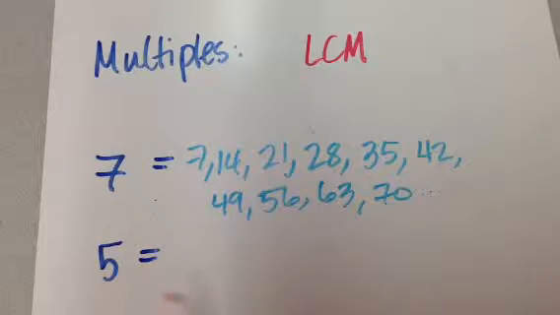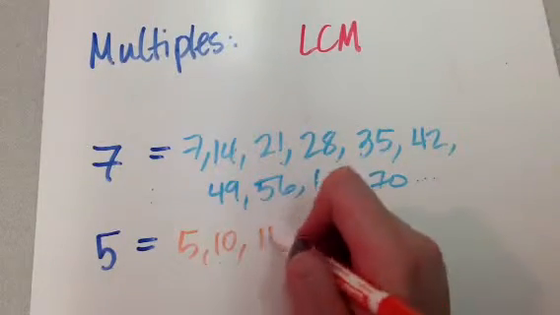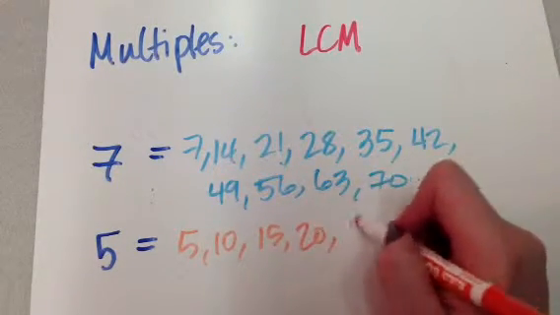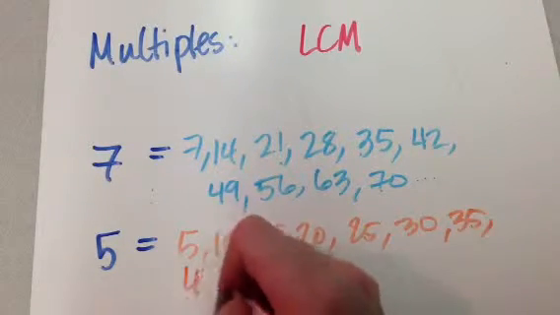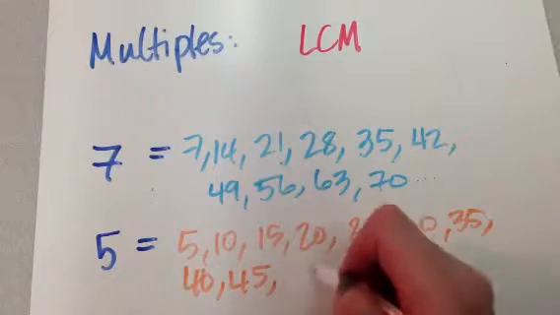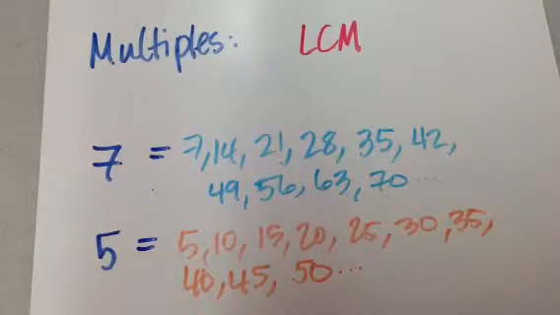Okay, we're also going to look for the multiples of 5. And those are really fun to say. 5, 10, 15, 20, 25, 30, 35, 40, 45, and 50. There's 5's first 10 multiples, right?